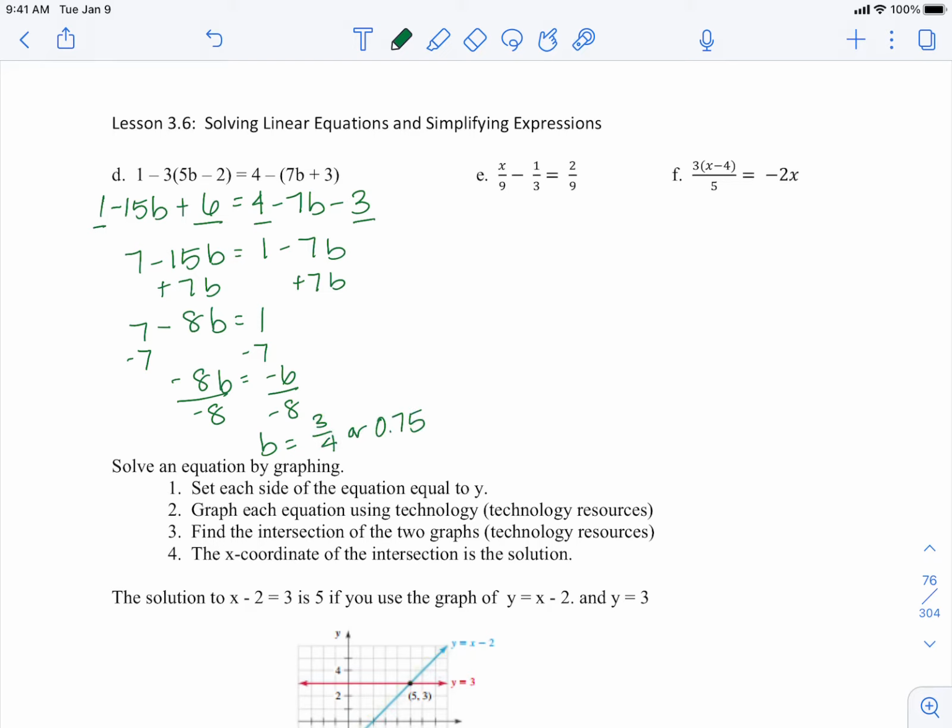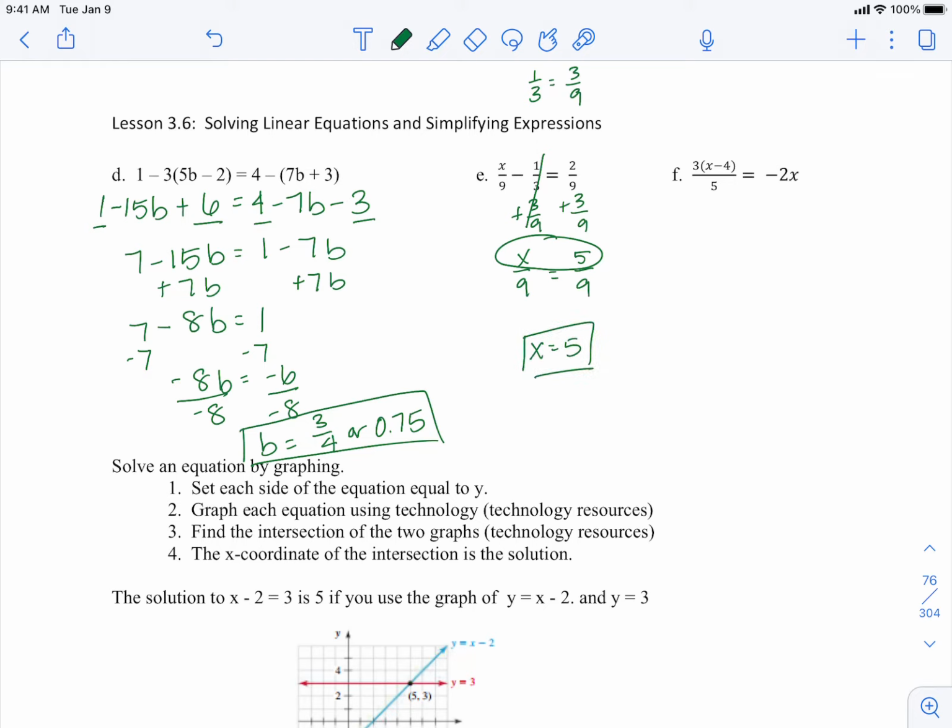For our next one, I'm going to rewrite 1/3, so I have a common denominator. I know 1/3 is the same as 3/9. So I'm going to add 3/9 to both sides. So I have x over 9 is equal to 2/9 plus 3/9 is 5/9. And so because these are both over 9, x over 9 equals 5 over 9, we can see here's our solution. X equals 5.